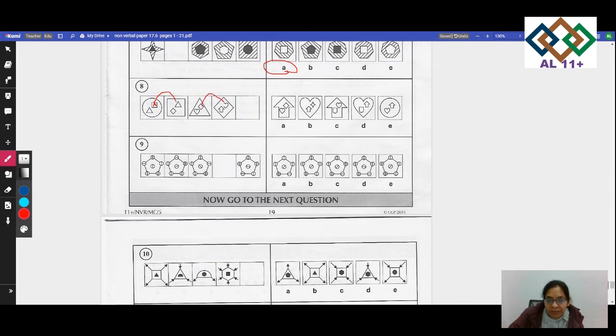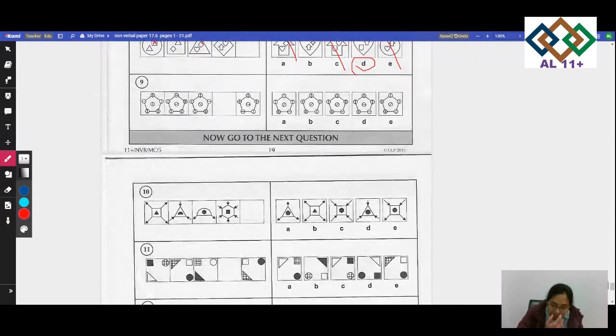So we need a shape which has a heart in it. So the ones which are without the heart, cancel them. And then what are we looking at? We're looking at the arrows and another new shape. That's D then. Definitely, yeah, it's D.